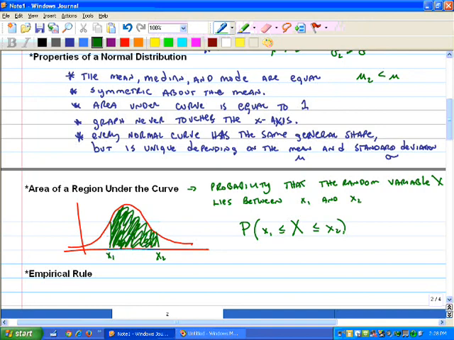Remember, the entire area under the curve is equal to 1, so the probability that negative infinity is less than or equal to the random variable x is less than or equal to infinity, the extremes left and right of the curve, is equal to 1.